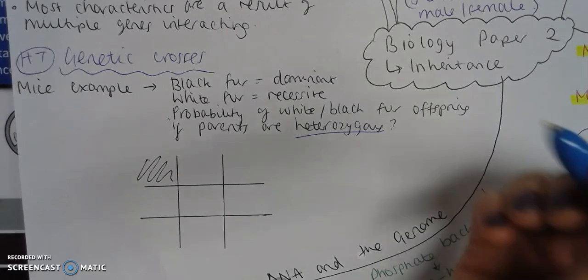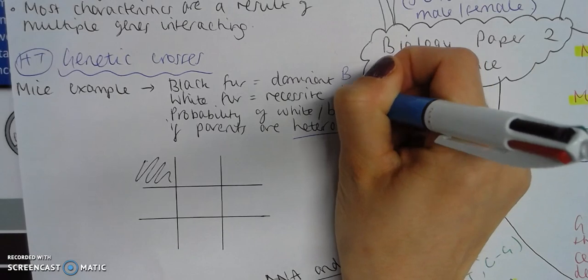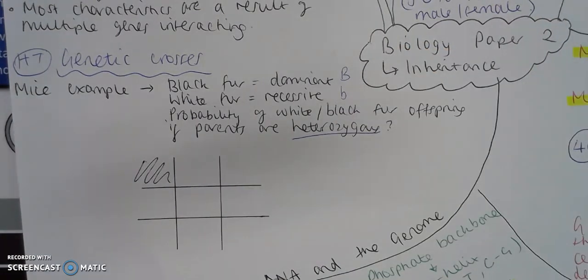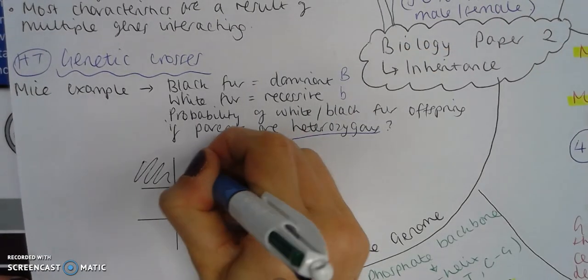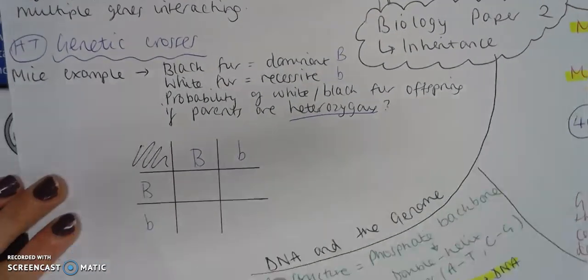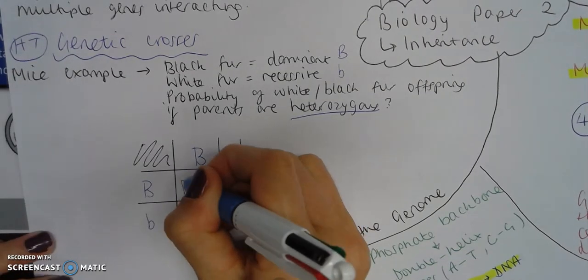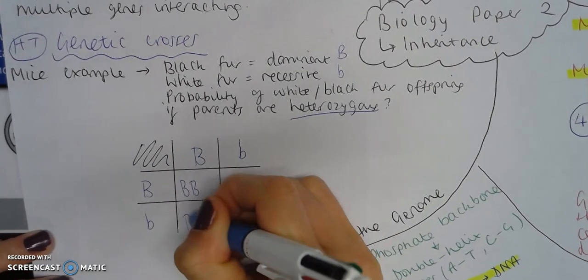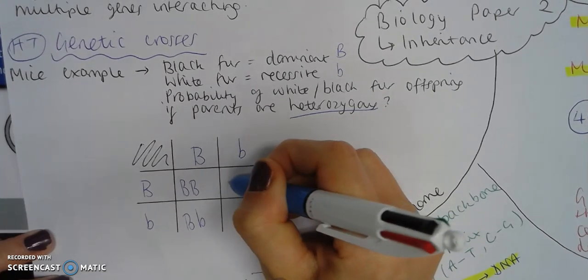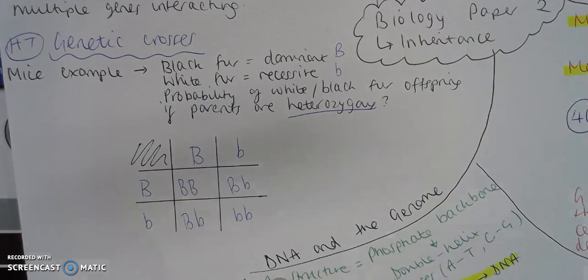For ease, we're going to say today that black fur is going to be a capital B and white fur is going to be a lowercase b. Because they're heterozygous, the parents are both going to be big B, little b. Okay, so we put them into our cross. We then need to work out the offspring. So here we're going to have capital B capital B, capital B lowercase b, capital B lowercase b, lowercase b lowercase b. We then want to know what percentage are going to be white furred versus black furred.